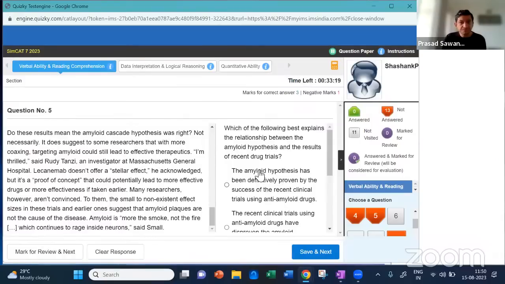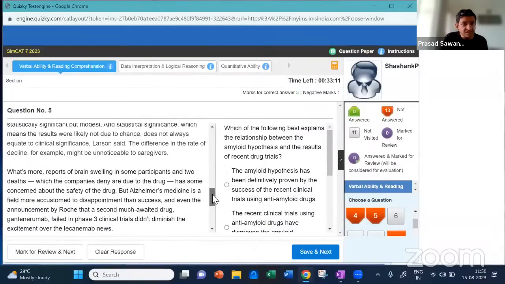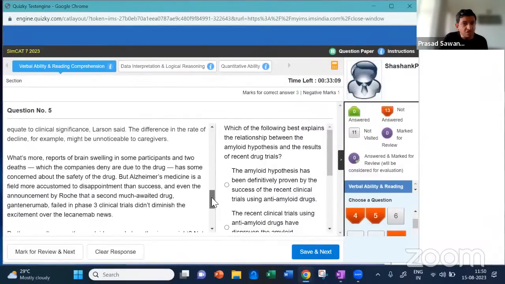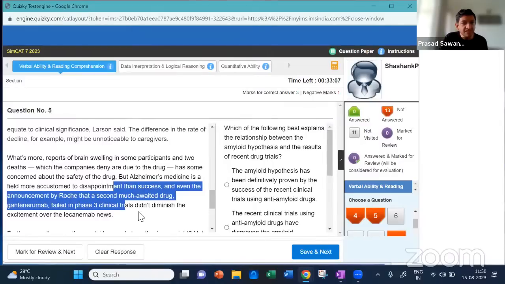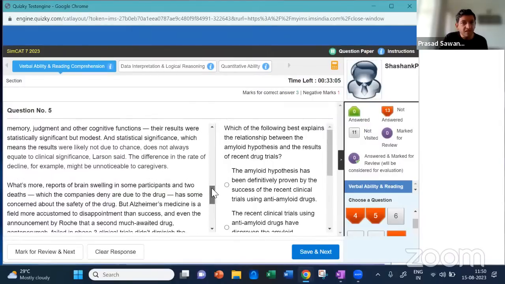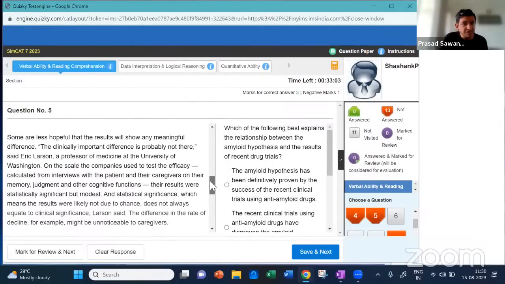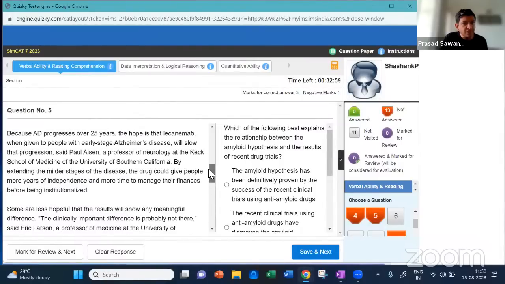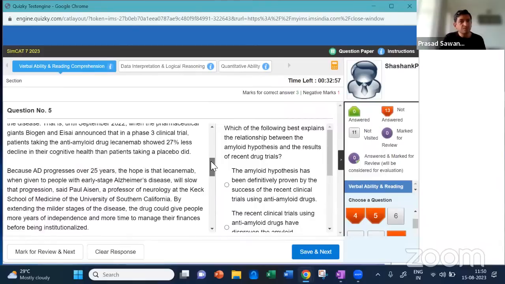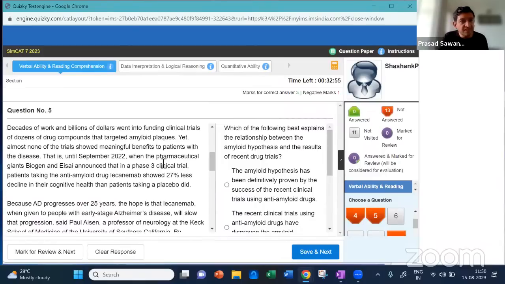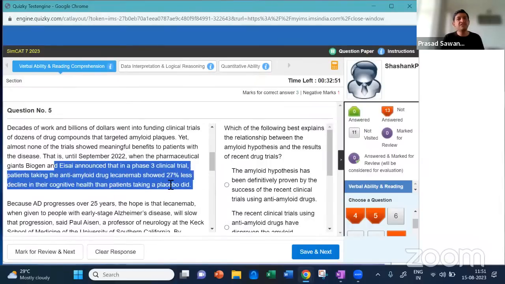Okay, fair. Let's say. Which of the following best explains the relationship between the amyloid hypothesis and the results of recent drug trials? Okay, so recent drug trials is what we saw. I believe the second drug was not that great, and other drug trials have been mentioned here. Fair enough. Recent drug trials is this one, a pharmaceutical phase 3 clinical trial. Yeah, I believe it's talking about this one.